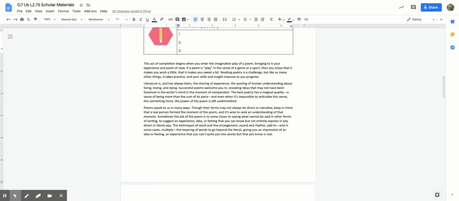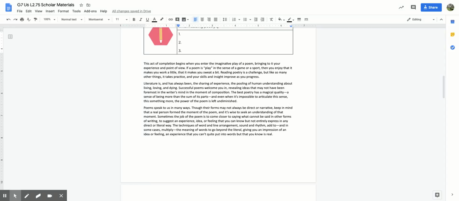This act of completion begins when you enter the imaginative play of a poem, bringing it to your experience and point of view. If a poem is play in the sense of a game or a sport, then you enjoy that it makes you work a little, that it makes you sweat a bit. Reading poetry is a challenge, but like so many other things, it takes practice, and your skills and insight improve as you progress.